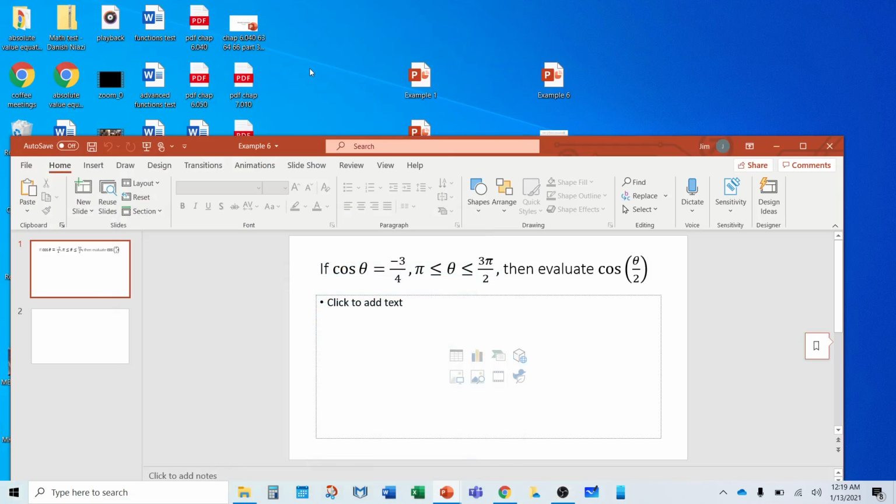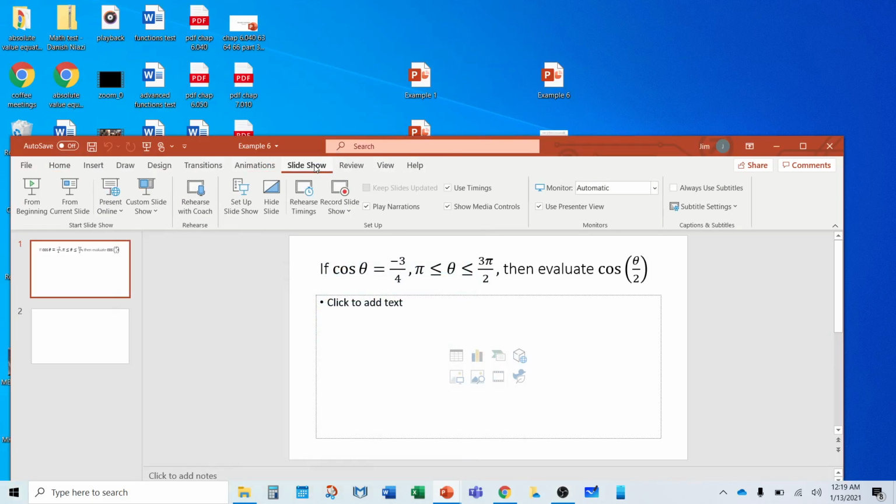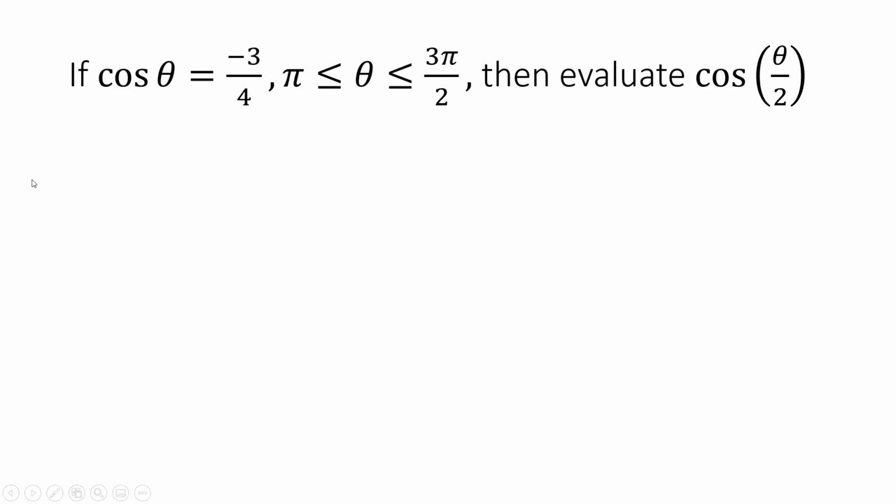In this question, we know the value of cos theta, but we want to determine the value of cos theta over 2. Well, we start by using the formula cos of 2 theta equals 2 cos squared theta minus 1. This is the process we take when we know the information about a certain angle and we're asked for information about that angle divided by 2.